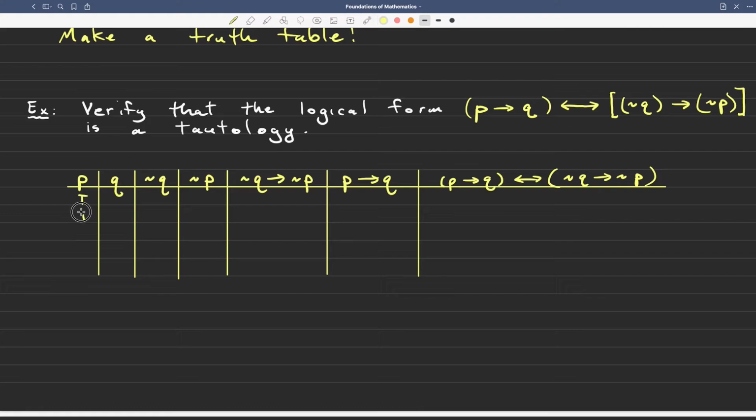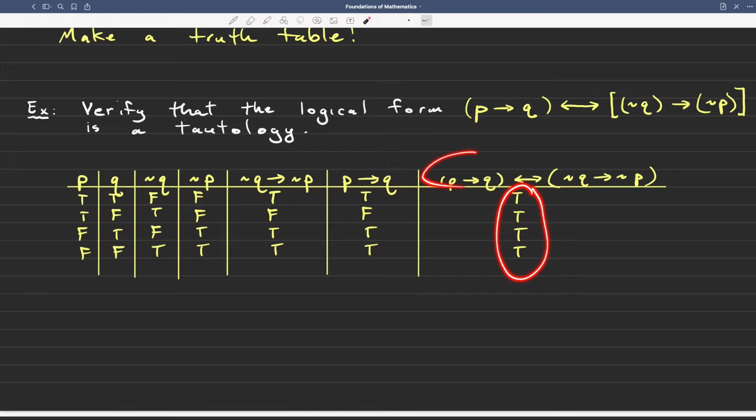Okay, start the table per usual. Not Q would be false, true, false, true. Not P would be false, false, true, true. Not Q implies not P, so that's true, false, true, true. Then P implies Q goes true, false, true, true. And then you see these last 2 columns have the same truth value all the way down, so the biconditional connecting them is true all the way down. So there you go. Since this is all trues, that tells you that the logical expression at the top is a tautology because it's always true.